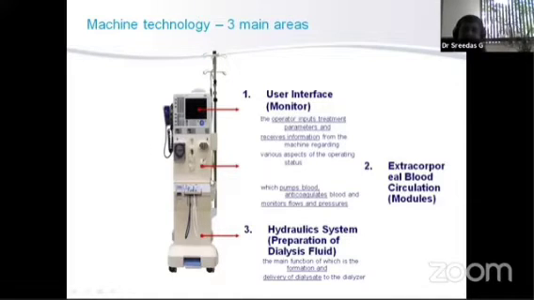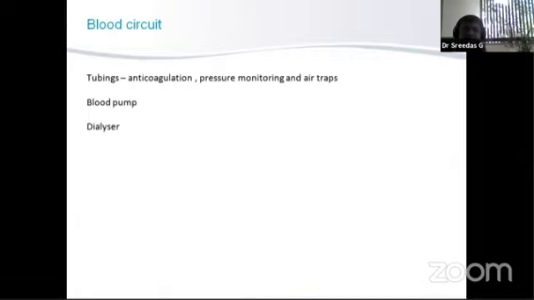And the next part is the lower part, the hydraulic system, of which all of us frankly don't have much idea, and we depend on others for any problems in this part. That is the preparation of the dialysis fluid and delivery. So the blood circuit, we all know there's a tubing that has a provision for anticoagulation, pressure monitoring, as well as air traps. We have a blood pump and a dialyzer.